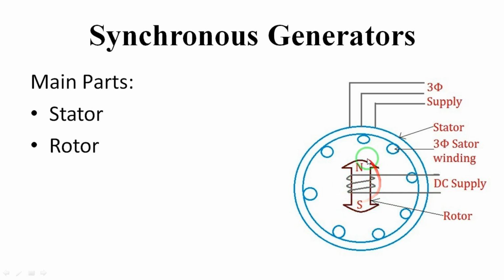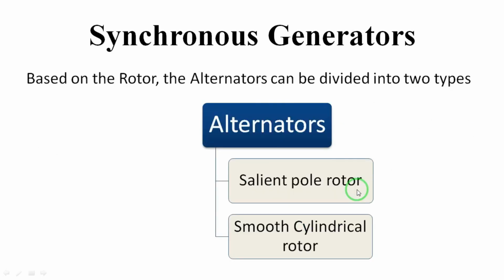This is the construction of rotor. Based on the construction, rotors are divided into two types: salient pole rotor and smooth cylindrical rotor. Salient pole rotor construction is different from smooth cylindrical rotor construction. These two rotors are used for different applications.